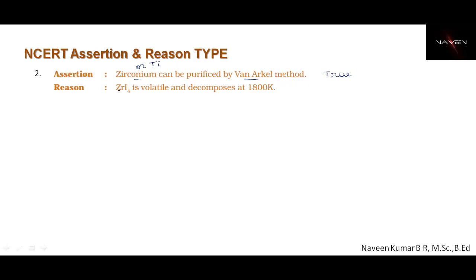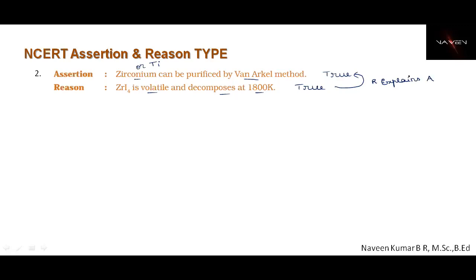Reason: ZrI4, zirconium iodide, is volatile and decomposed by heating to 1800 Kelvin. So that is on the tungsten filament, what we learned. So again, the information given is true, as it decomposes to give the zirconium back, which is the main principle of the Van Arkel method. So hence, the reason explains the assertion in this case also. So both are separately true statements and the reason explains the assertion.